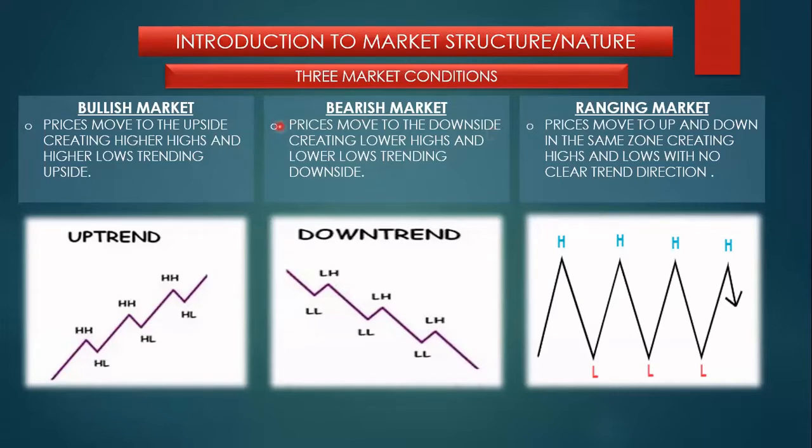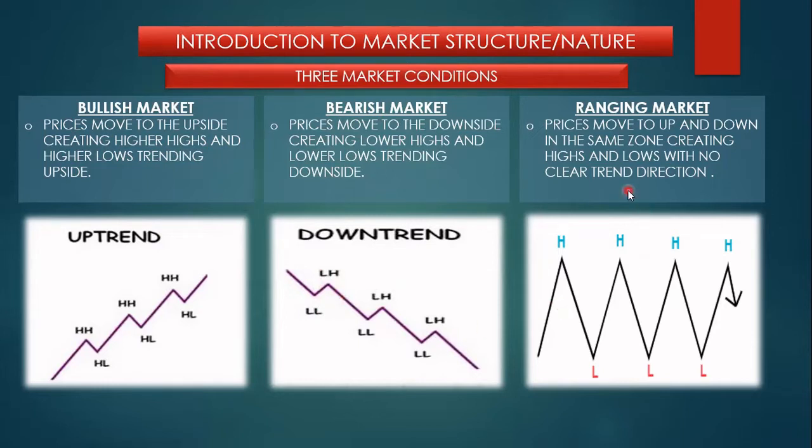Today we're going to be introducing you to the market structure, or the nature of the market. There are three market conditions. There's a bullish market or an uptrend. During an uptrend, prices move to the upside, creating higher highs and higher lows. And then there's a bearish market, which is a downtrend. In a downtrend, there are lower highs and lower lows.